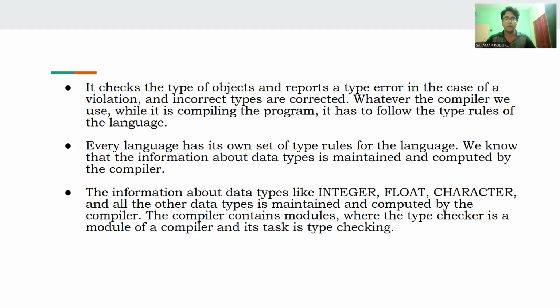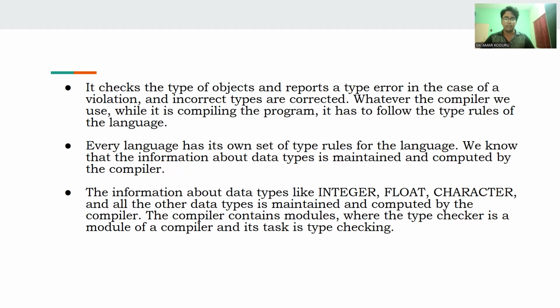It checks the type of objects and reports a type error in case of a violation, and incorrect types are corrected. While the compiler is compiling the program, it has to follow certain rules of the language. Every language has its own set of type rules. We know that information about data types is maintained and computed by the compiler.